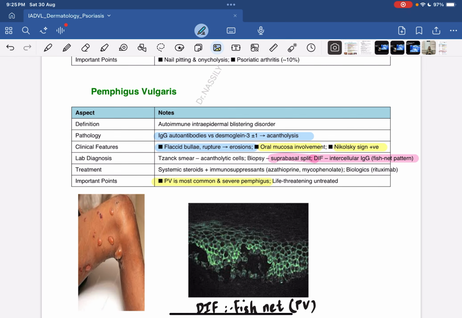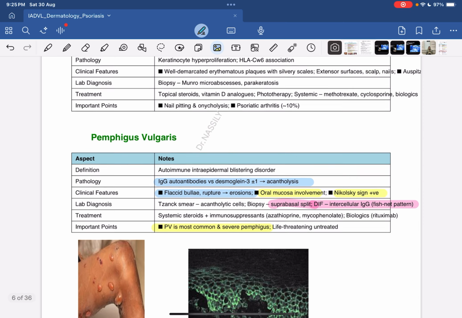The treatment is systemic steroids and immunosuppressants like azathioprine, mycophenolate, and biologicals such as rituximab. It was also a previous year question. Rituximab is used in Pemphigus vulgaris. Okay. The important point is that the most common form is Pemphigus vulgaris itself. It's life-threatening if left untreated.